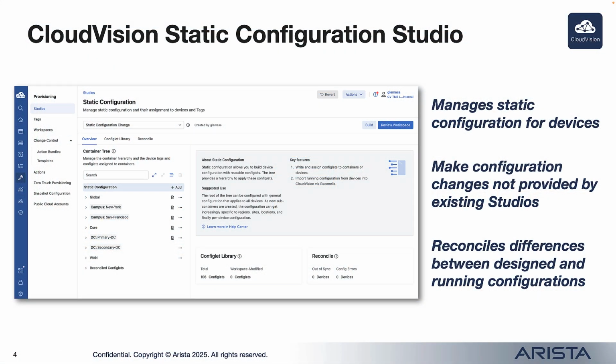The Static Configuration Studio automates command line changes or static configurations to one or more devices. This enables network administrators and engineers to make configuration changes not provided by existing studios. The Static Configuration Studio can also reconcile any changes done to the device directly via the CLI, bringing the running configuration in line with the design configuration.